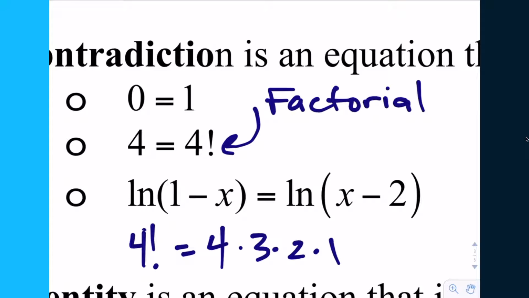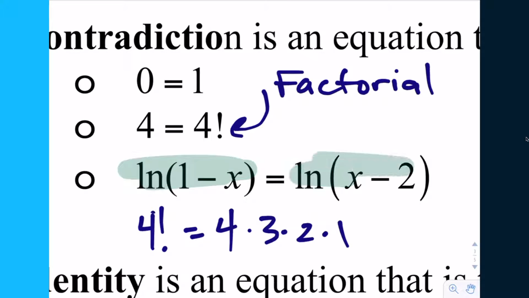And it's useful when you talk about probabilities or counting things, right? Like if you have 4 people, how many different ways can you arrange 4 people side by side? Well, there are 4 ways to pick the first person. Then there are 3 ways to choose the second person, 2 ways to choose the third, and one way to choose the last. So there would be 24 combinations of 4 people. That's the idea behind it. So 4 does not equal 4!. Contradiction. Now those are just numbers.